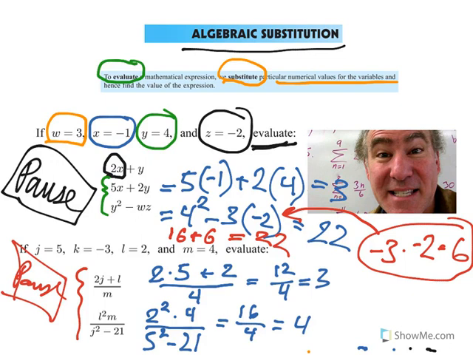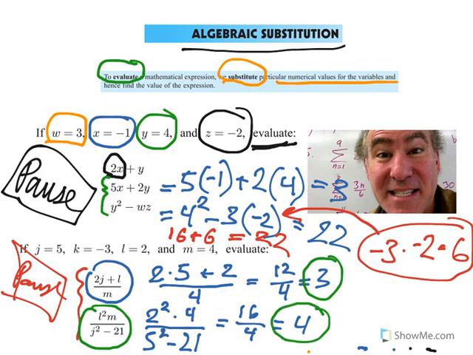Okay, for this first one here, 2j times L divided by m, your answer should have been 3. We have j is 5, so that's 2j is 2 times 5, plus L, which is 2. 2 times 5 plus 2 is 12, divided by m, which is 4, so that's 12 divided by 4 is 3. L squared, this one right here, L is 2, so that's 2 squared times m, which is 4, and j squared, which is 5 squared minus 21, so you can have 16 divided by 4 equals 4. That should be the answer for number 2.